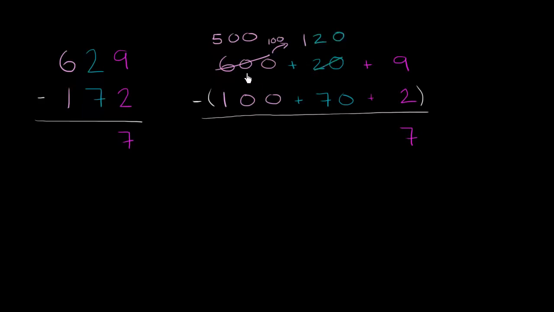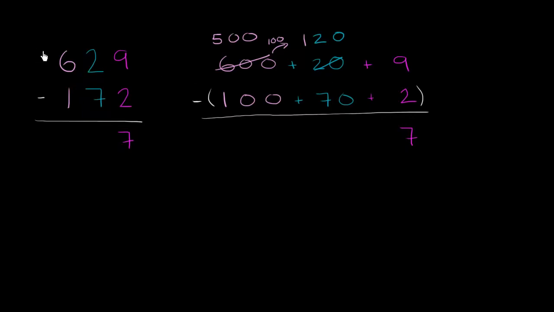So I didn't change the value of 629. I took 100 from the hundreds place and I gave it to the tens place. Notice 500 plus 120 plus 9 is still 629. We haven't changed the value. So how would we do that right over here?